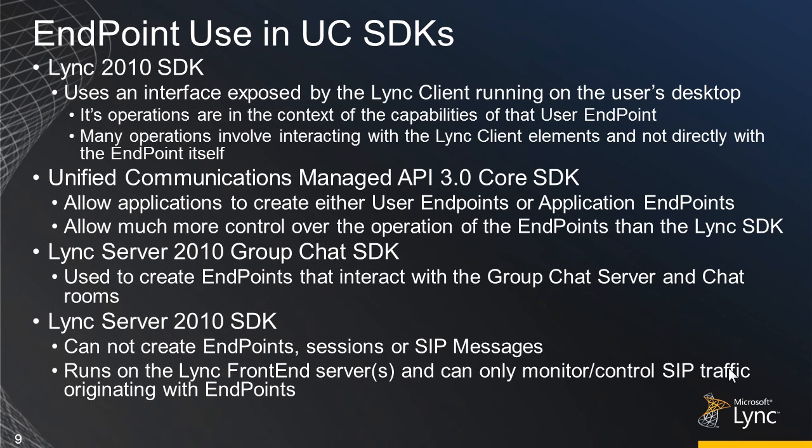The Unified Communications Managed API allows applications to create either user endpoints or application endpoints. And since they're creating the endpoints directly, they have a lot more control over the operation of the endpoints than that which is provided by the Link Client SDK. You have a lot more capability, but you have a lot more work to do to manage the capabilities and manage the interaction.